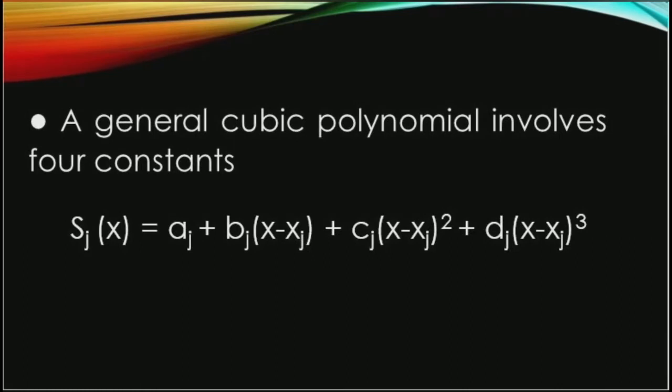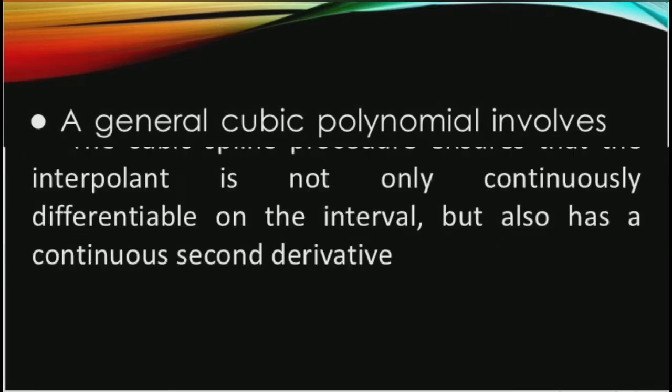A general cubic polynomial involves four constants. S sub j of x is equal to a sub j plus b sub j times (x minus x sub j), plus c sub j times (x minus x sub j) squared, plus d sub j times (x minus x sub j) cubed. So the four constants are a sub j, b sub j, c sub j, and d sub j.